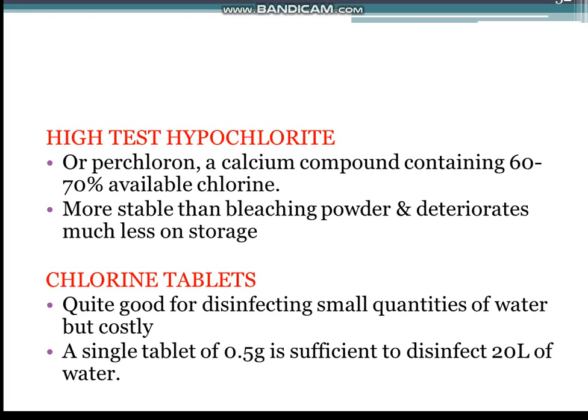The next chemical that you can use is high-test hypochlorite or perchloron. It is a calcium compound which contains 60 to 70% available chlorine. It is more stable than bleaching powder and deteriorates much less on storage. Solutions prepared from HTH are also used for water disinfection. The fourth chemical disinfectant that we can use is chlorine tablets, also known as halazone tablets under various trade names, available in the market. They are quite good for disinfecting small quantities of water, but they are costly. That is their only disadvantage.